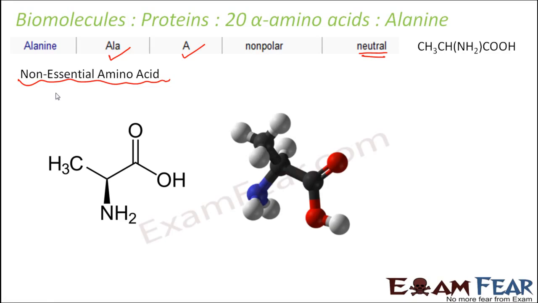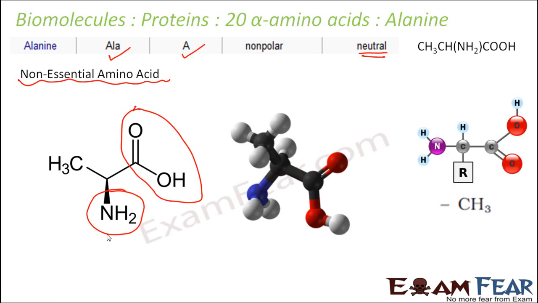So this is how the structure of alanine looks like. You have one amine group and one carboxylate group, which makes it neutral because it has the same number of basic and acidic groups. This is the amine group, this is the carboxylic group, and this is the alkyl group. So which is the alkyl group in this case? The alkyl group is CH3.